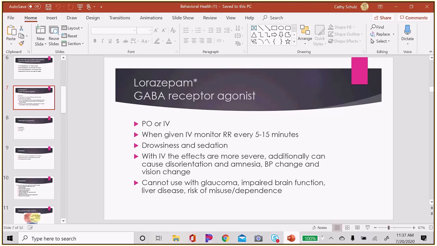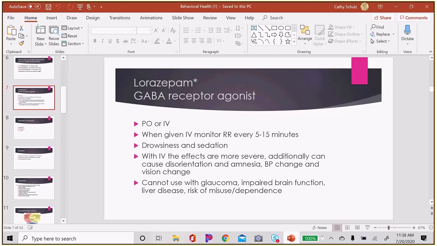So what I noticed, a lot of times people will give elderly confused patients lorazepam or some kind of sedating medication to get them to stop being agitated. But you do really run the risk of respiratory depression, so you have to check on them frequently to be sure that they're breathing effectively. And when you're giving it IV, some of those effects can be more severe, especially in the elderly, like disorientation or hypotension or blurred vision.